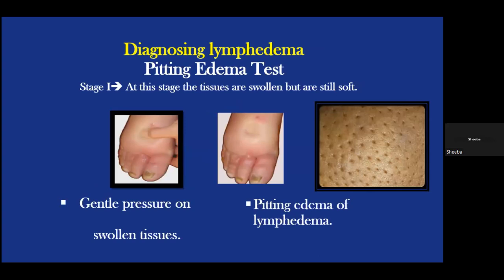There are three stages of lymphedema. The first one is the pitting edema stage. It looks like orange peel skin. When you apply finger pressure on that area, you can see a pit. That is the pitting edema stage.